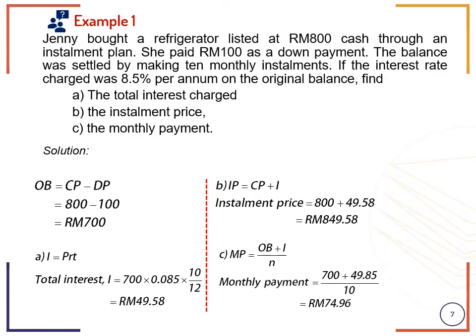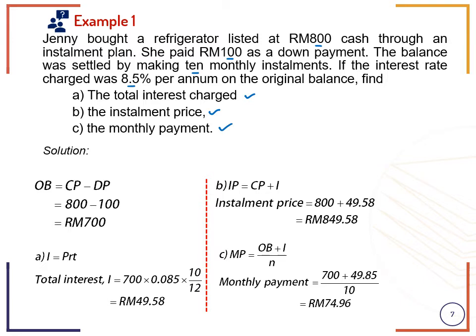Consider example 1. Jenny bought a refrigerator listed at 800 cash through an installment plan. She paid 100 as a down payment. The balance was settled by making 10 monthly installments. If the interest rate charged was 8.5% per annum on the original balance, find the total interest charge, the installment price, and the monthly payment.